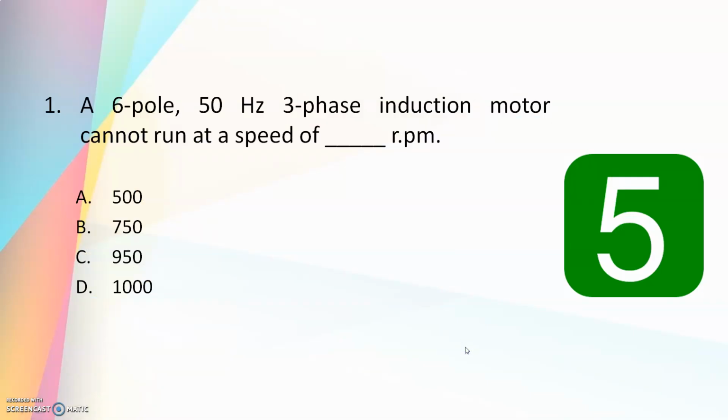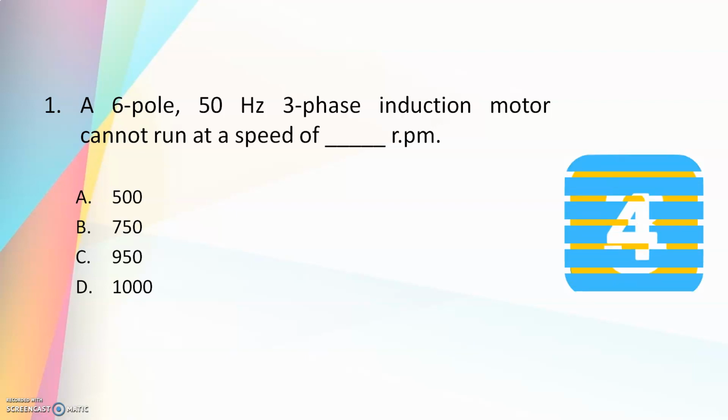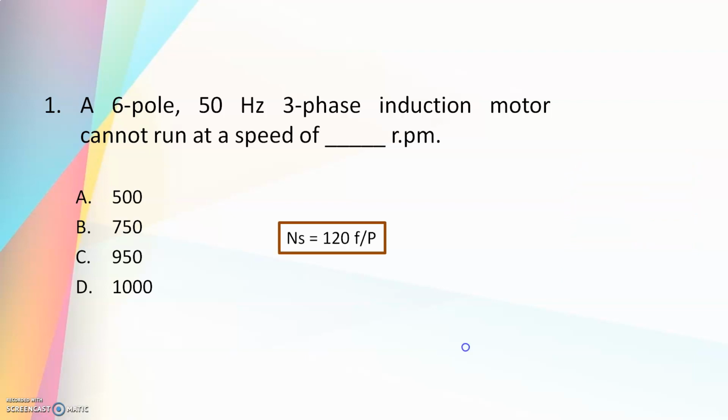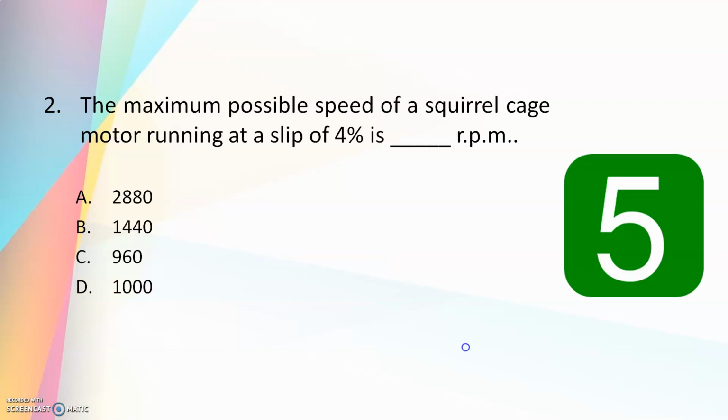Now the first question: a 6-pole 50 Hz 3-phase induction motor cannot run at a speed of dash rpm: 500, 750, 950, 1000. And the answer is 1000, because we know that the synchronous speed ns is equal to 120 f by p, and if you substitute it you will get the synchronous speed as 1000, and a rotor or motor cannot run at the synchronous speed, so it cannot run at 1000 rpm.